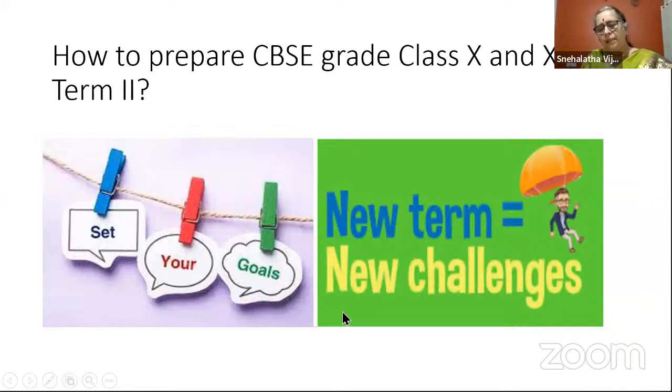Now you find that term two is totally a different approach. It's more subjective, so we need to guide them on those lines. More written work is there. So we have to give them rigorous practice in writing because they have lost the skill of writing. So we need to give them ample written tests so that they are able to develop the skill of writing.